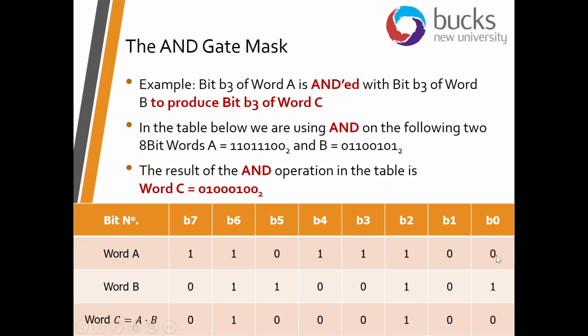So B0, for example, is 0 and 1, and it's being put through an AND operation, so obviously 0, because you need both inputs to be 1 to get an output. It's not the same as addition, where 0 and 1 would be 1. Now we're doing an AND logical operation. So 0 and 1 for an AND gate gives us 0, 0 and 0 gives 0, and 1 and 1, because both inputs are now 1, gives 1 out the other side. That's the only time you'll get a 1 output with the AND operation. So in the table below, we're using AND on the following two 8-bit words, and the result of our AND operation in the table is a new word, which is C. So we transformed them logically.